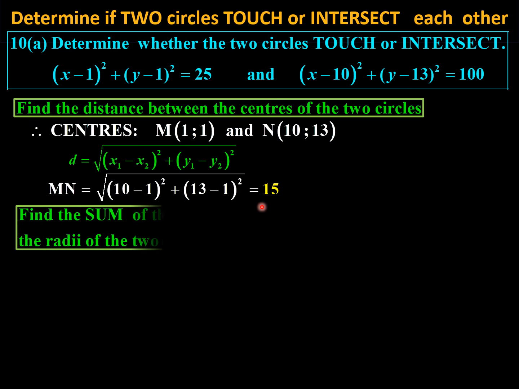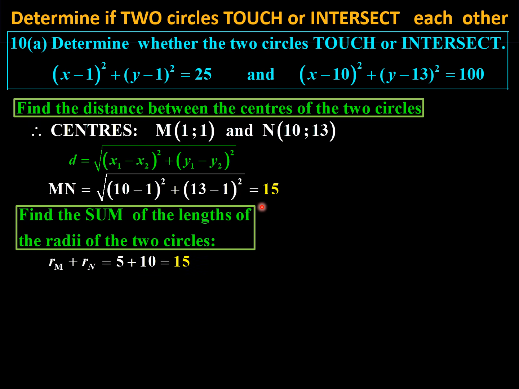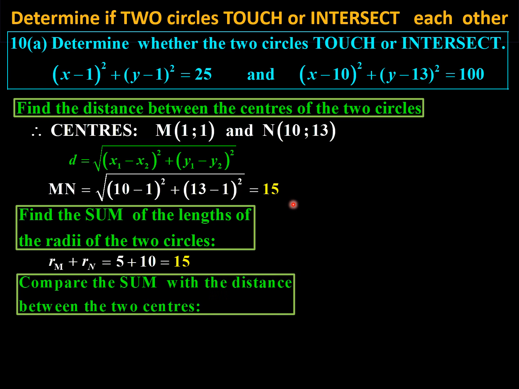Now we want to find the sum of the two lengths of the radii. What were the two radii? That's correct, 5 and 10. So we add them. And now we see that this sum, which is 15, is exactly the same as the distance between the two centers. Therefore, if we compare the sum and the distance, we see they are equal. And when they are equal, it means the two circles touch each other.